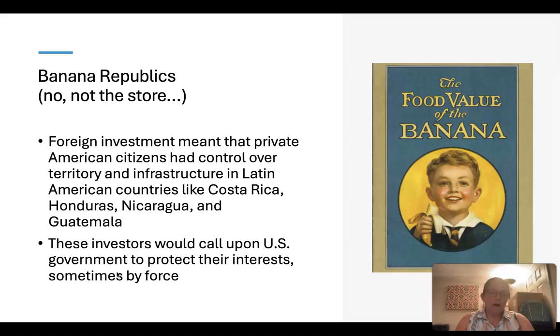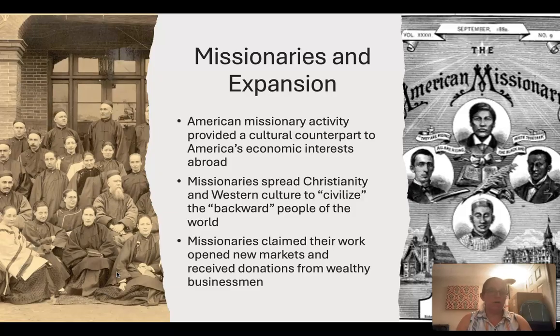So we have a lot of foreign corporate investments, private enterprise promoting American influence abroad. We also have direct attempts to convert foreigners to Christianity and the American way of life by missionaries promoting expansion as well. This was the cultural counterpart to the economic expansion. A lot of the missionary efforts in the late 19th century concentrated primarily upon Asia, particularly China, also Africa and the Middle East as well.